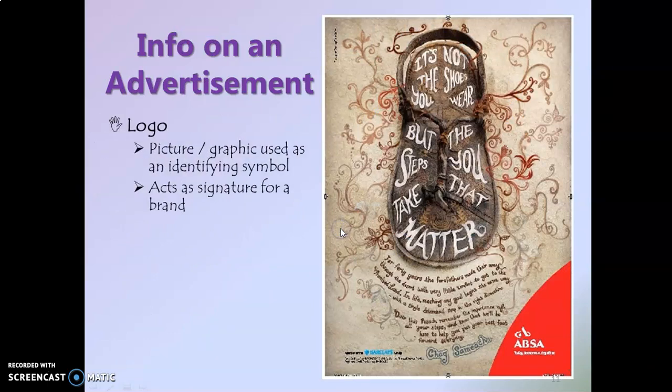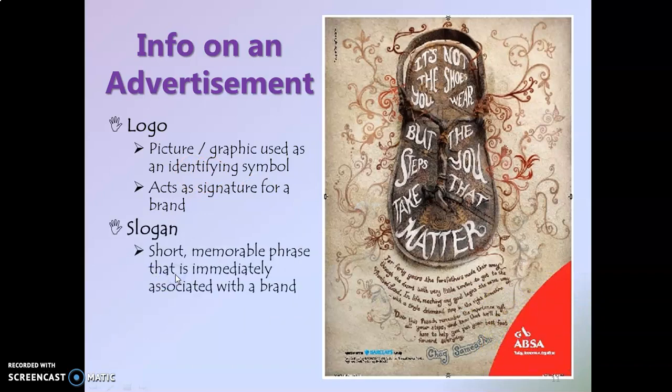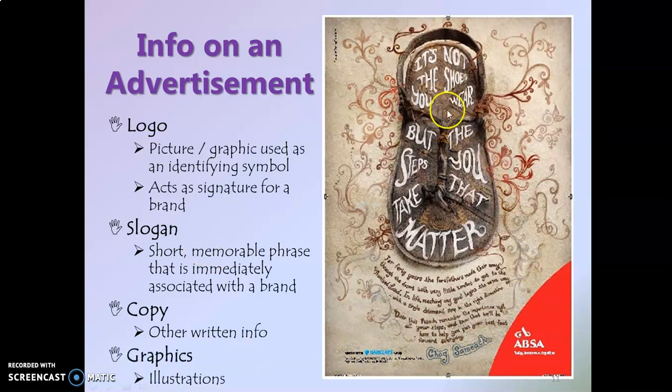So we have a lot of info on an ad. We have our logo. That's the picture or graphic used as an identifying symbol. We all know what McDonald's, KFC, ABSA in this case looks like. We have a slogan, a short and memorable phrase that is immediately associated with a brand. KFC, finger licking good. McDonald's, I'm loving it. And then the copy is the other written info here. Graphics is your illustrations, your pictures.